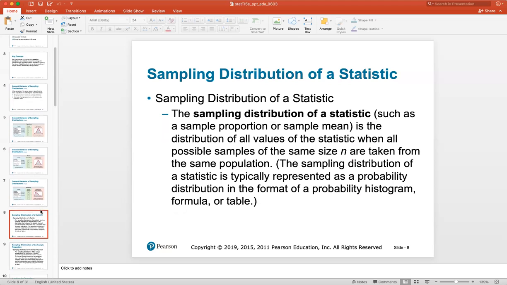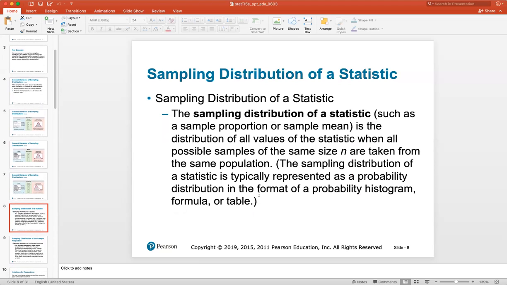Now we see the sampling distribution of a statistic. The sampling distribution of a statistic, such as sample proportion or sample mean, is the distribution of all values of the statistic when all possible samples of the same size n are taken from the same population. So now we see what sampling distribution means.